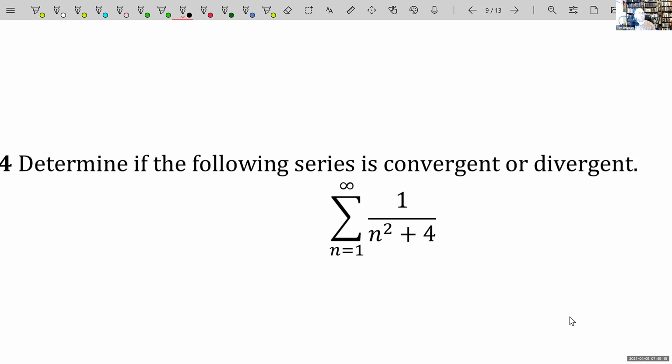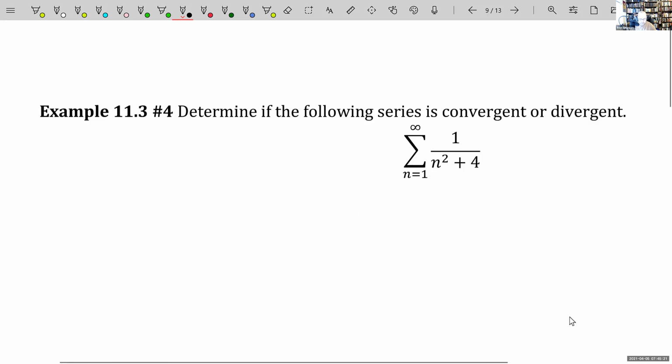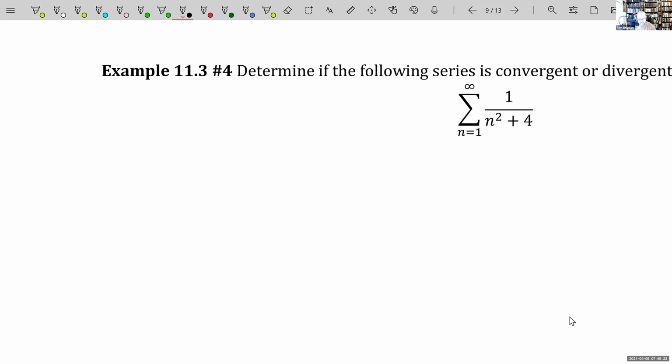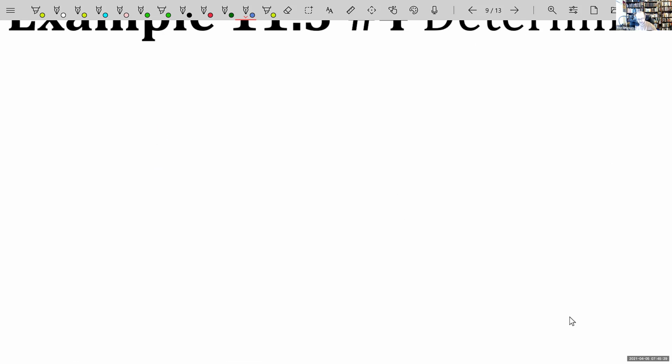I want you to get used to thinking about all the possible tests you can use. So let's go ahead and quickly go through and list out a few possibilities. The first one I always kind of dive into is the divergence test. Let me actually write that cleanly. So the first one I think of is the divergence test.